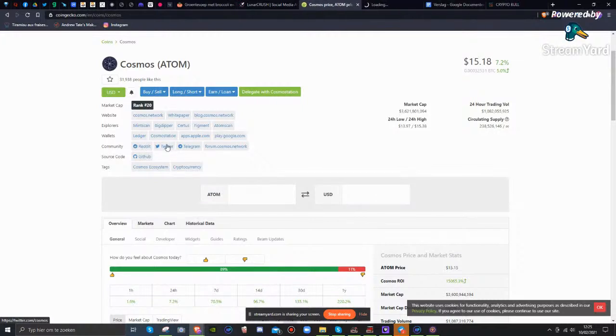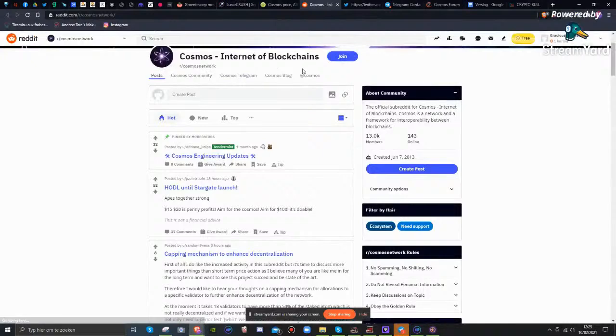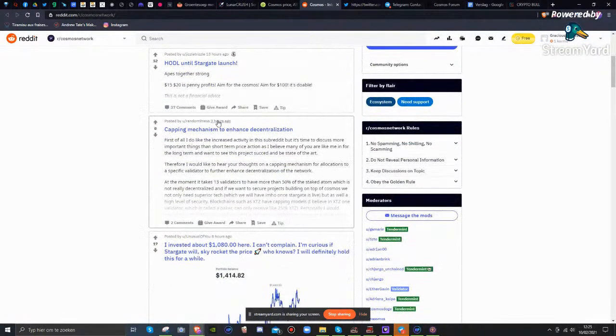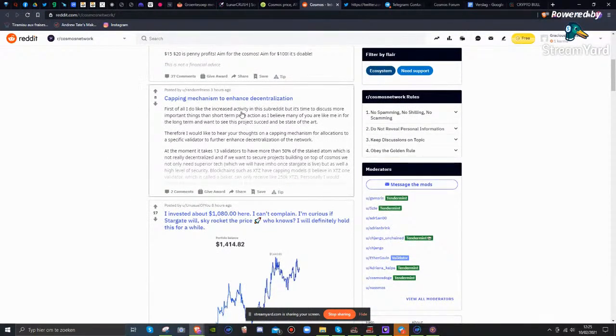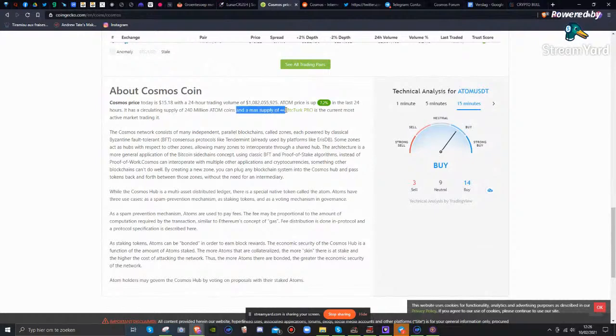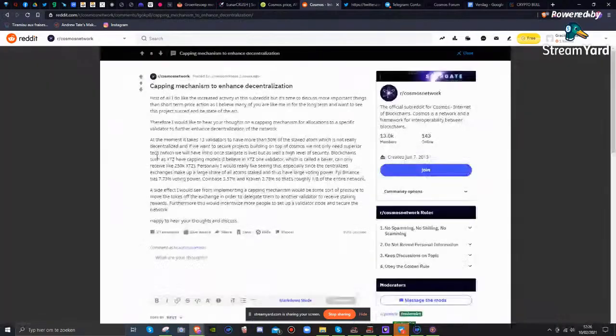So I'm going to open up all of them: Reddit, Twitter, Telegram, and forums. There we go. Cosmos, Internet of Blockchains. From what I can tell, there's movement 13 hours ago, 3 hours ago. Is there something going on with short-term price action? Yeah, sorry. This one actually caught my eye: a capping mechanism to enhance decentralization. As mentioned before, I'm going to re-show it in the small description here. There was mention of a max supply of infinite. Now seeing this, I'm going to quickly open it up.